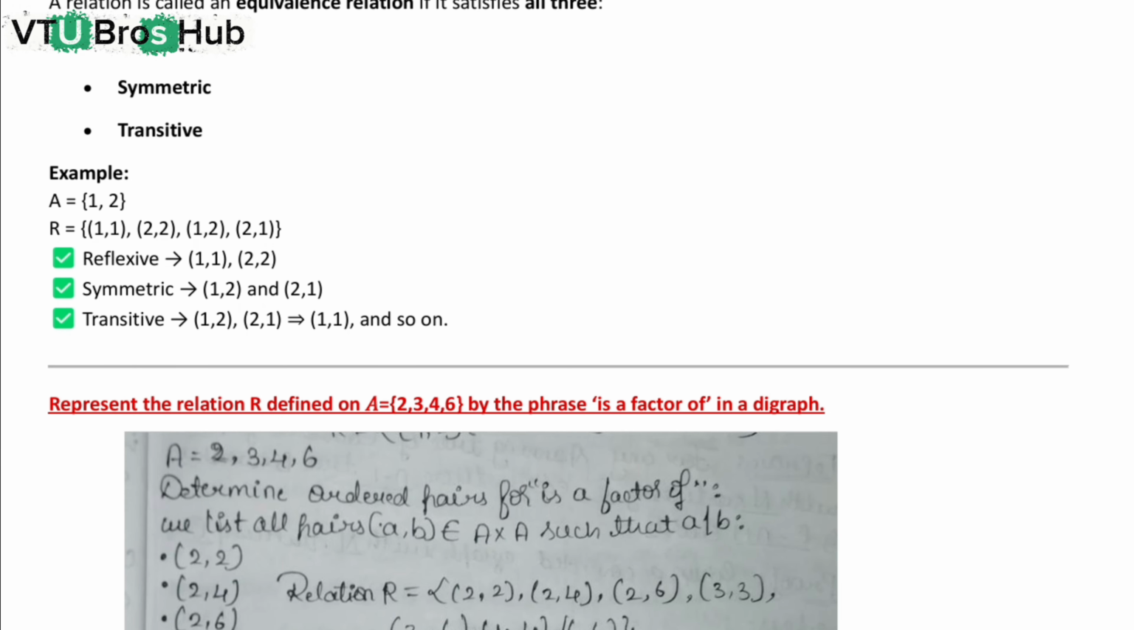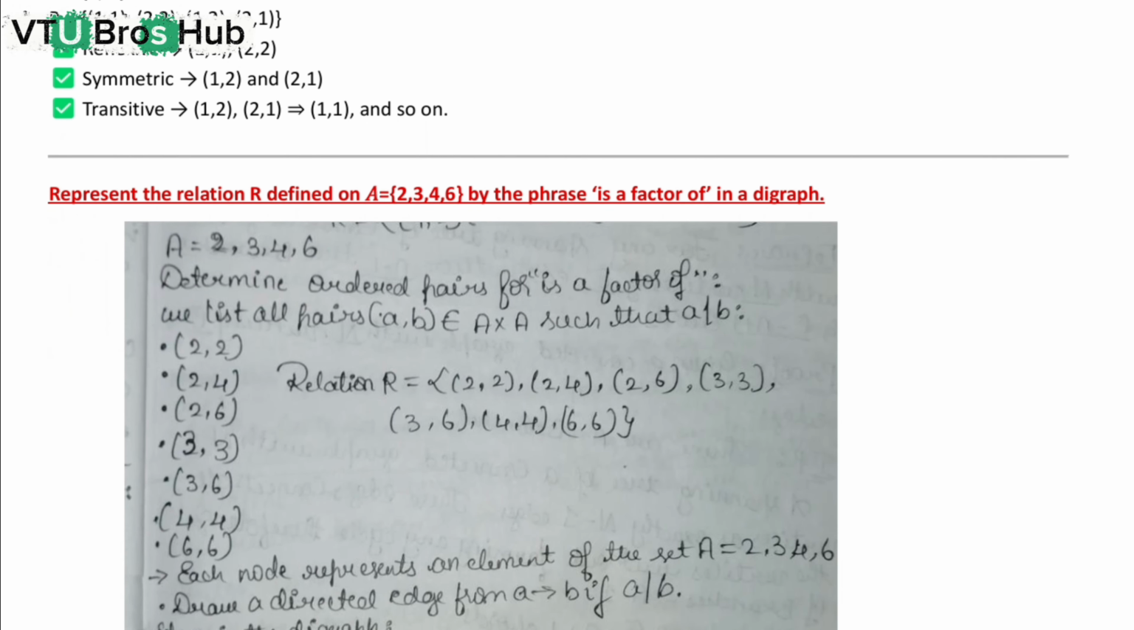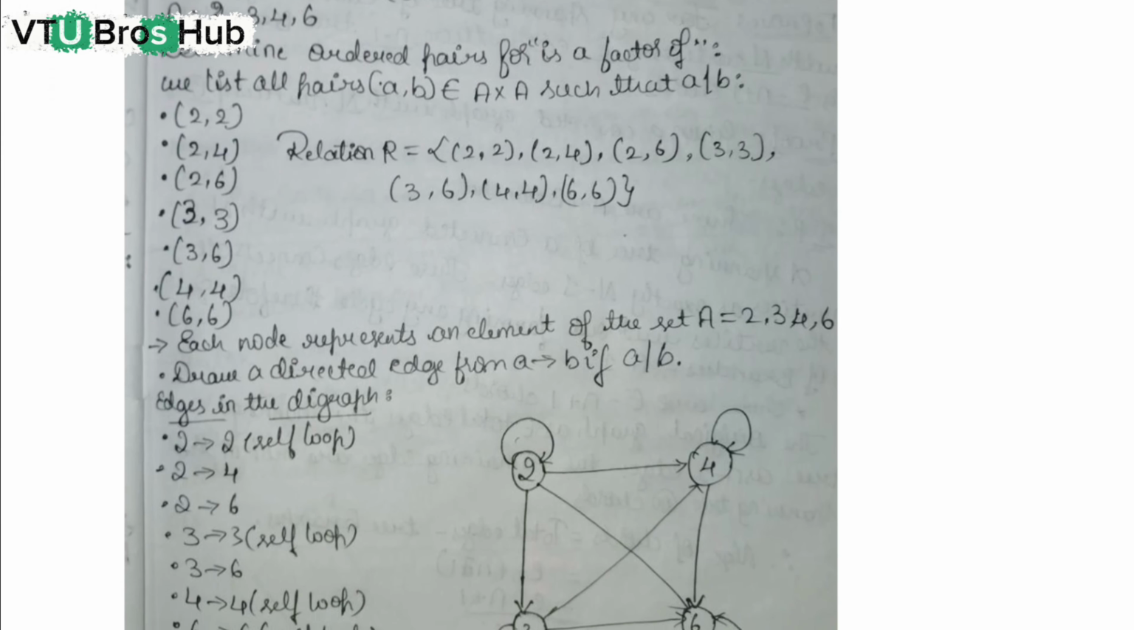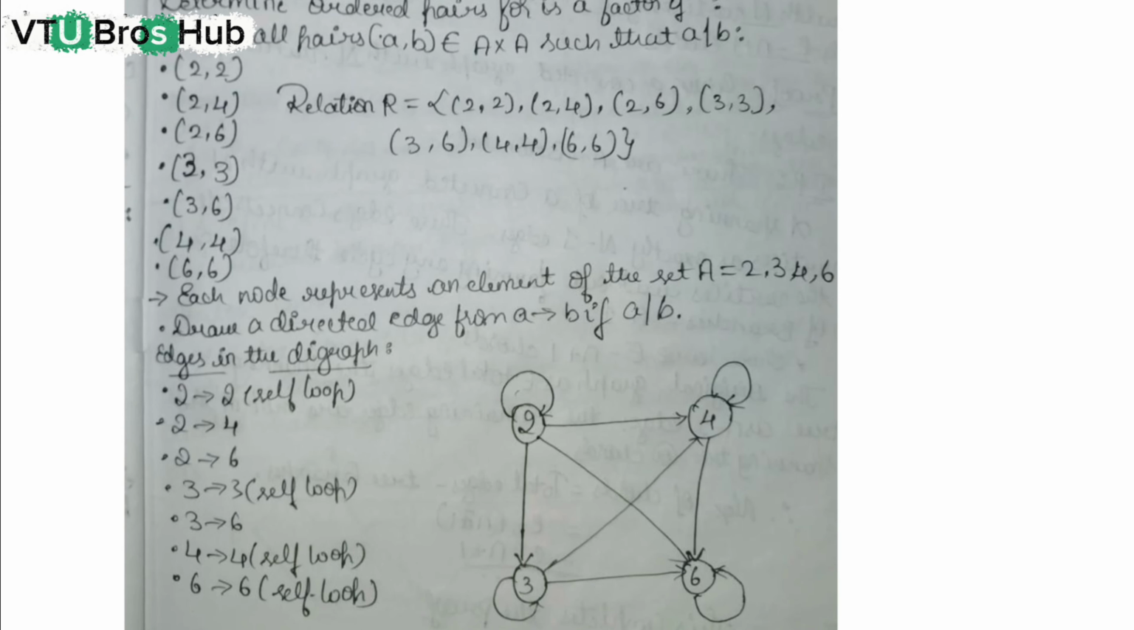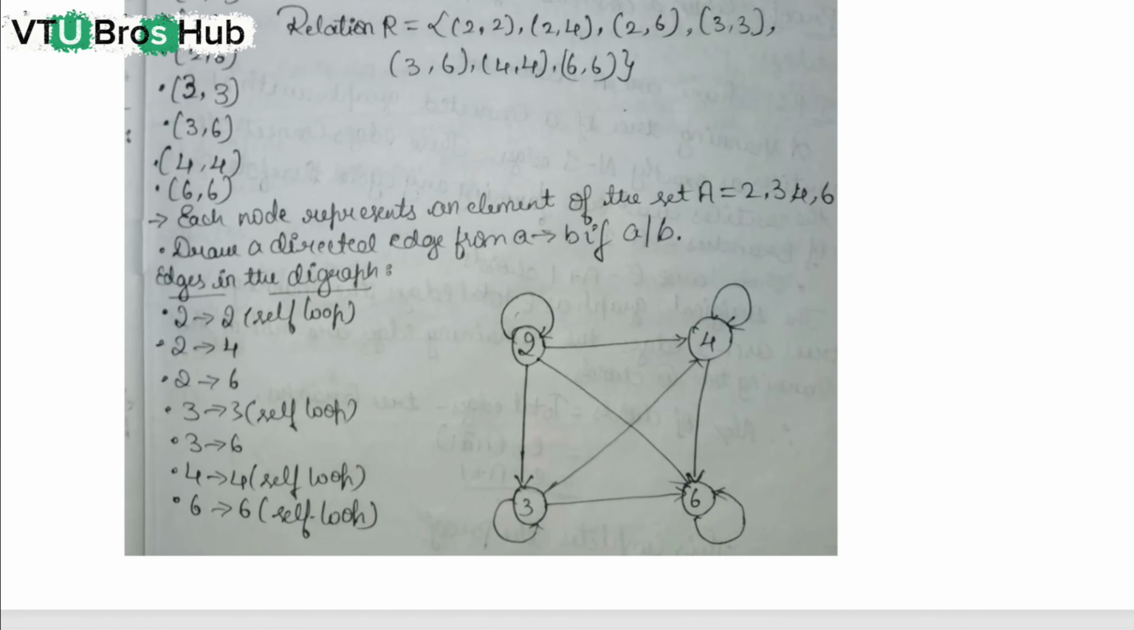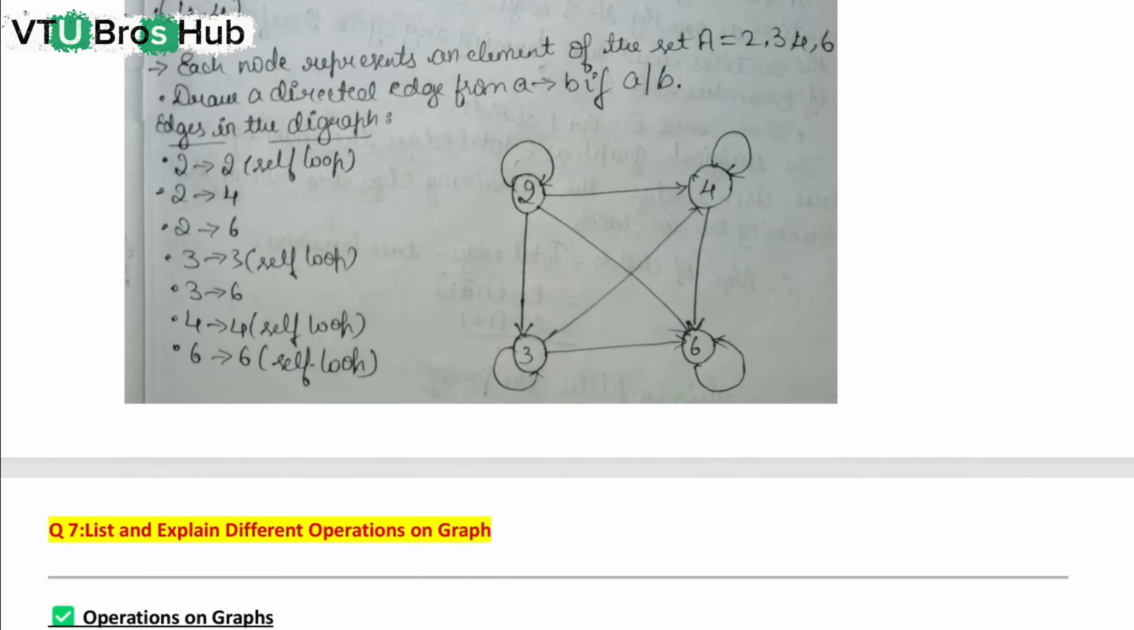Let's represent the relation R on set A equals {2, 3, 4, 6}, where R is defined by the phrase "is a factor of". We draw a directed edge from a to b if a is a factor of b. Example, 2 is a factor of 4 and 6, so we draw arrows from 2 to 4 and from 2 to 6. Now repeat this for all valid pairs in the set. Check if one number divides another without remainder. Draw an arrow from a to b only if a divides b exactly. The resulting digraph will show the relation clearly. That's how we represent the relation "is a factor of" using a directed graph.